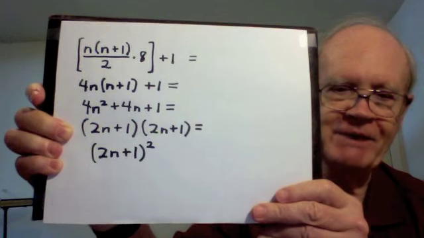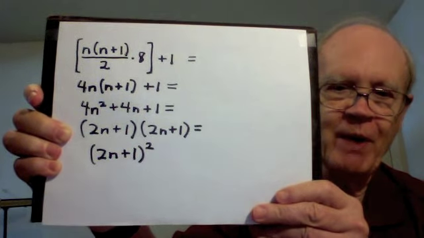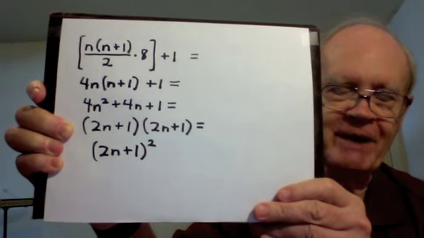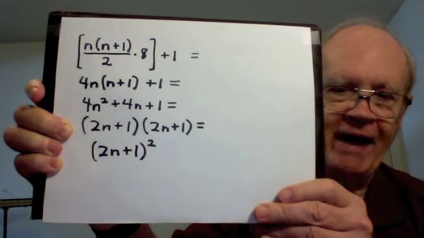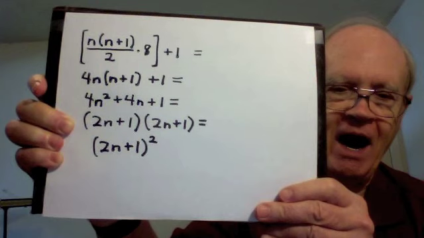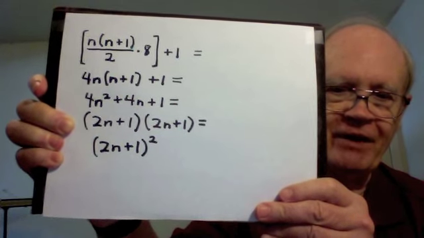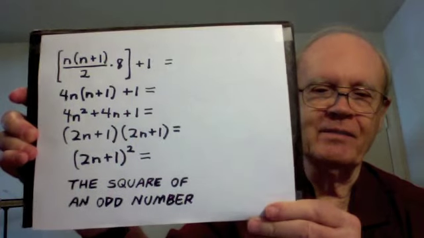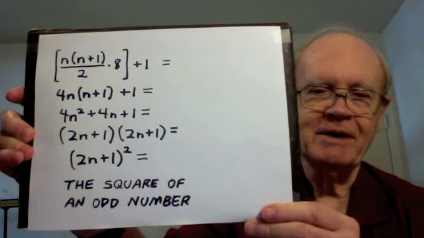Now n represents any counting number. 2n has to be even. Add 1 to that, giving 2n plus 1. 2n plus 1 must be odd. So what we have here is the square of an odd number.